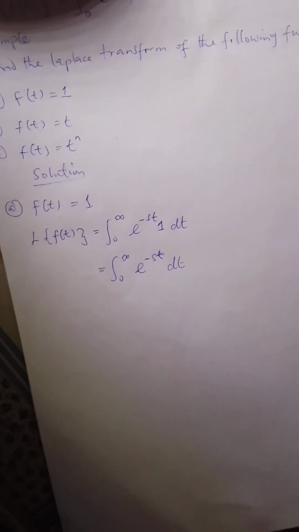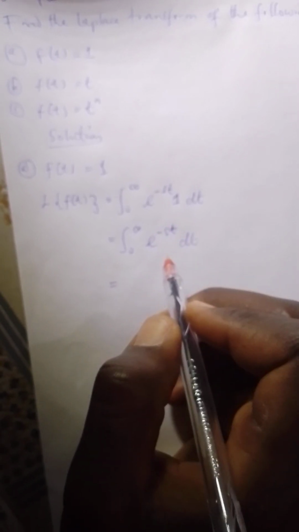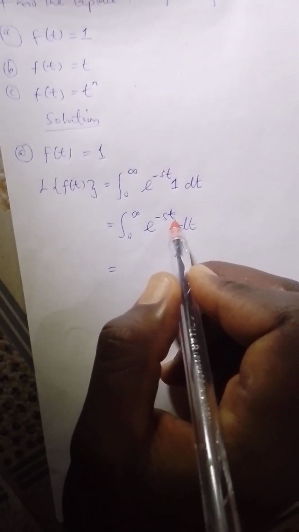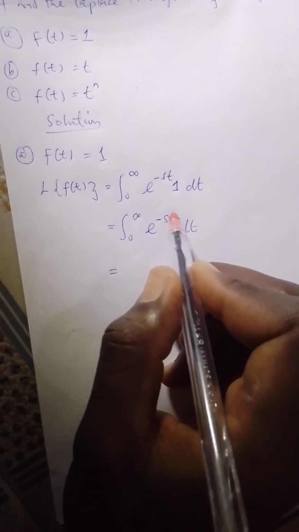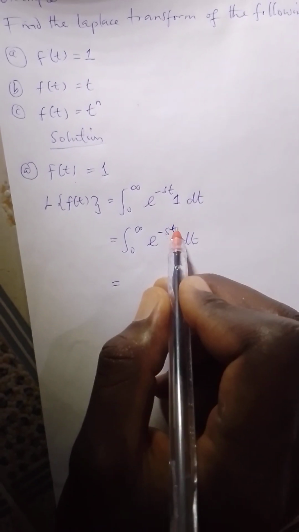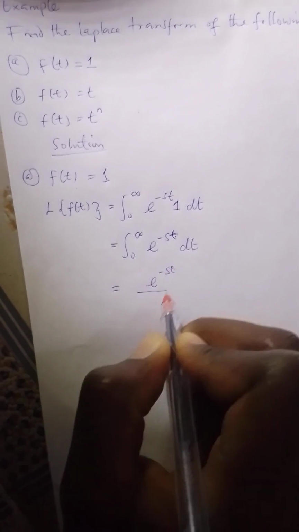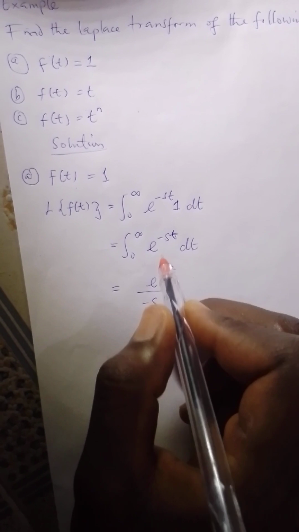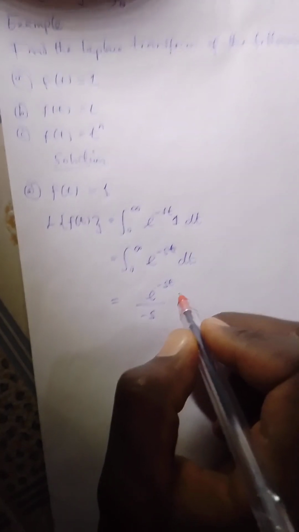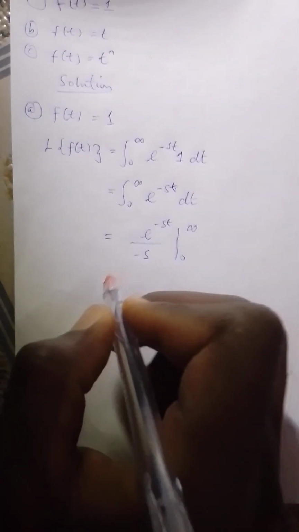Now if you recall, for you to integrate an exponential function, you need to differentiate the power. So the power here is minus st. We differentiate the power with respect to t. If you differentiate minus st, you have minus s. Therefore, the integration of exponential minus st is exponential minus st divided by minus s, with the limit from 0 to infinity. Now this is a definite integral, so there's no need of adding the constant.